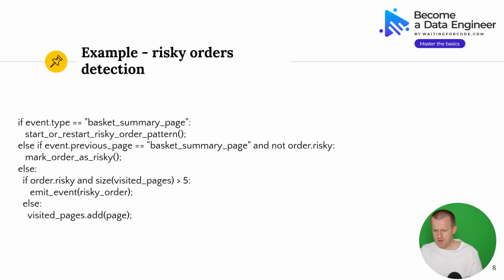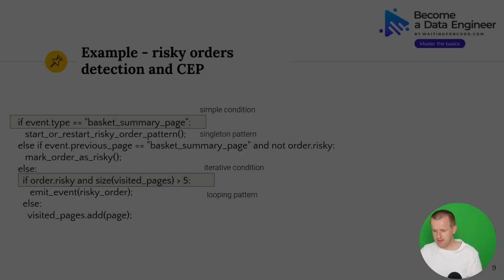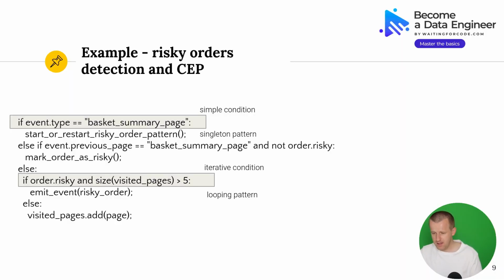And there is a much more precise example without any API. We want to detect risky orders, and in this case we have simple conditions and singleton patterns. The pattern defines the basket summary page as a start event for the CEP pattern, and later we have the iterative condition and looping pattern for the case where we want to know the number of visited pages so far and whether the order is classified as risky or not.